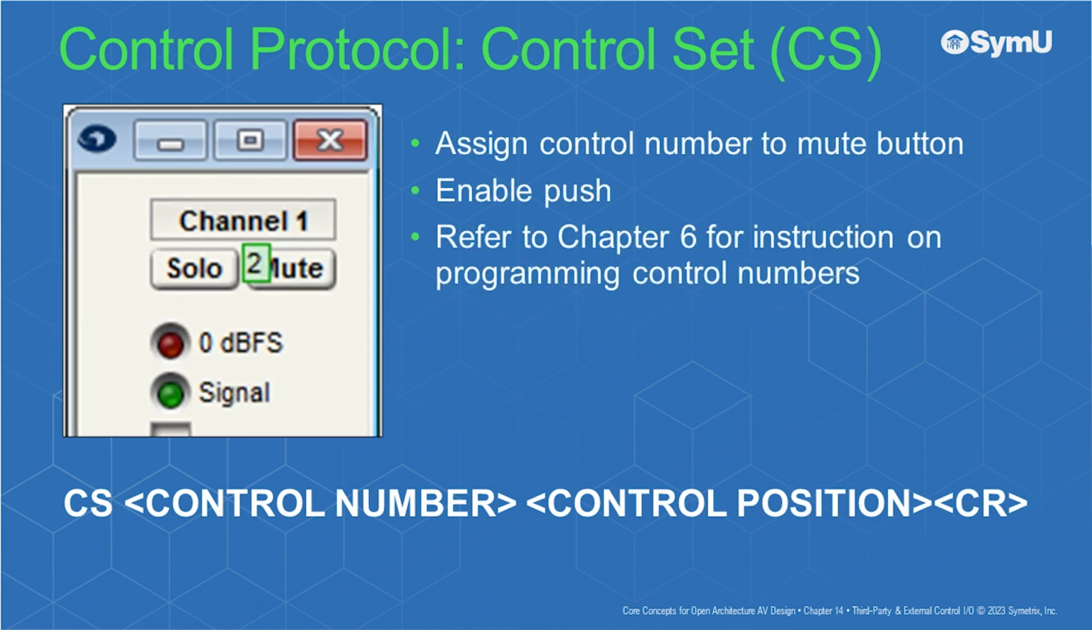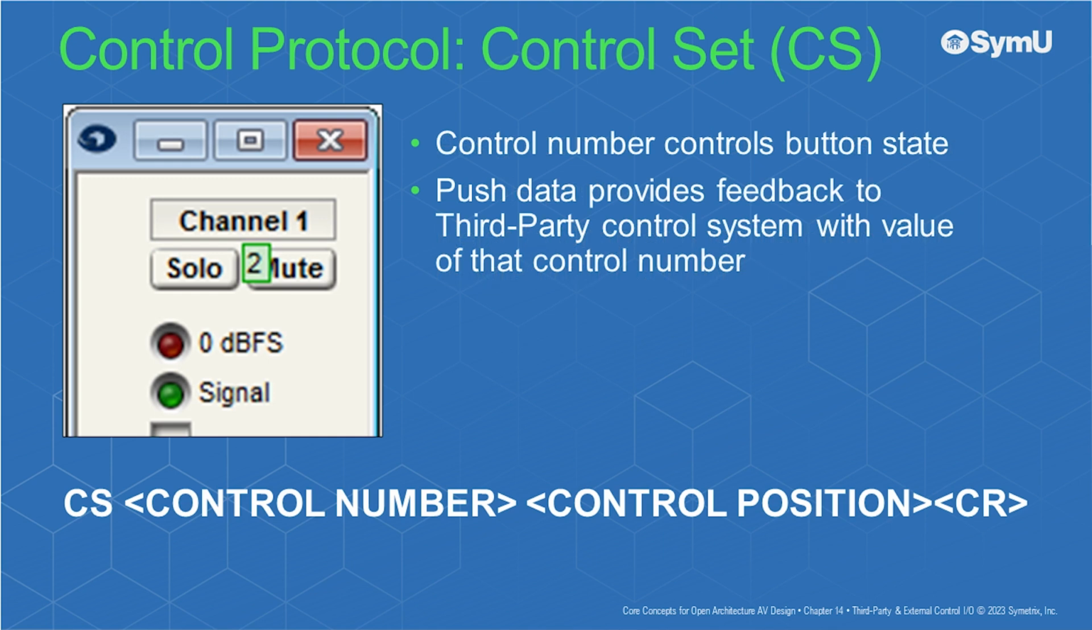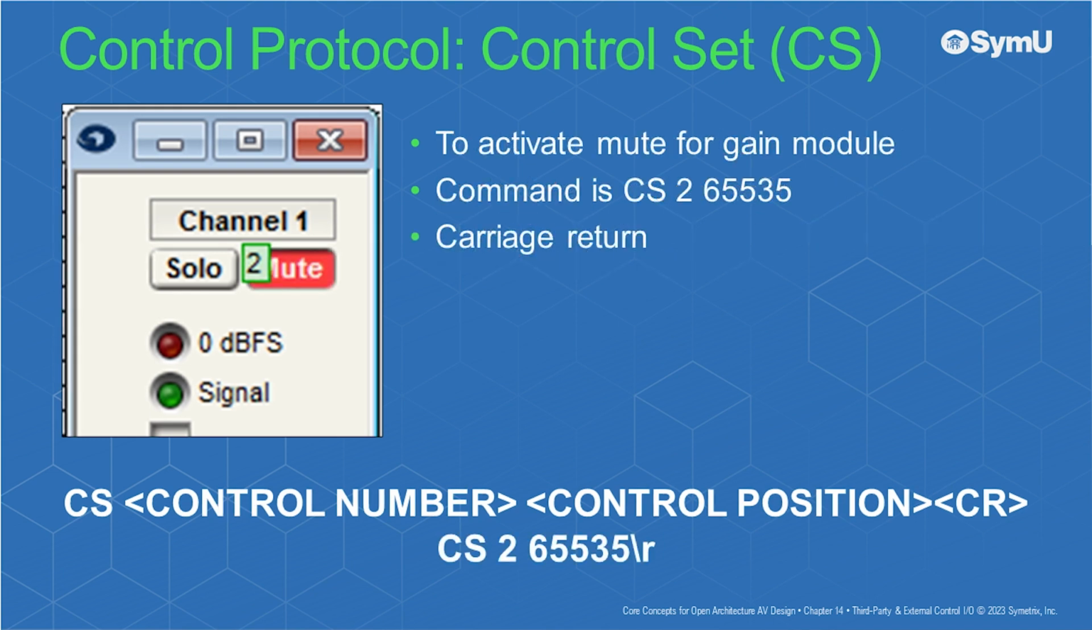Assign a control number to the mute button and enable push. Refer to Chapter 6 for instruction on programming control numbers in Composer. The control number controls the state of the button. The push data provides feedback to the third-party control system with the value of that control number. To activate the mute for this gain module, the command is CS for control set, 2 referring to the control number, and 65535 to change the value to max or on, then the carriage return.